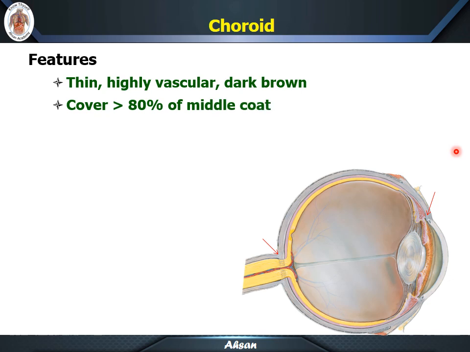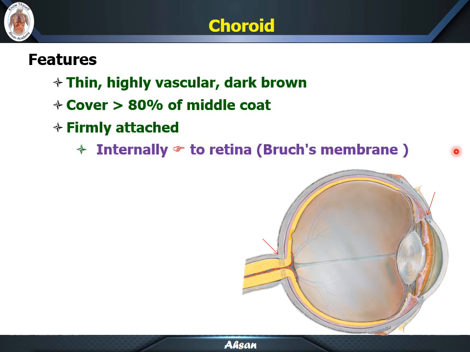Choroid is very thin, highly vascular and very dark in color, and it covers about the posterior 80% area of the middle coat. It is firmly attached to the deeper retina by a non-cellular lamella that is also known as Bruch's membrane. This tightly adheres the choroid with the retina, and the retina usually remains fixed to this and cannot be separated normally.